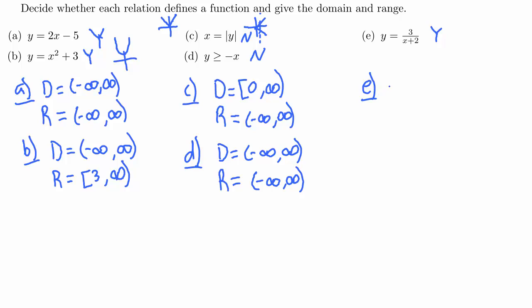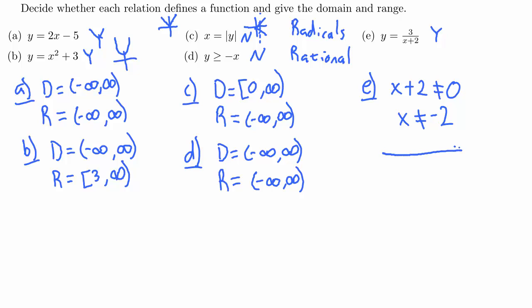E. E is one of those where you're going to have to limit your domain. It's kind of like C, but not really. Remember, there were 2 things that I said limit the domain. The first one were even radicals. And the second one was the rational function. And if you look at this, this is the rational function. Therefore, your denominator, x plus 2, can never equal 0, because you can never divide by 0. Therefore, if you solve for x, that means that x is not equal to negative 2.